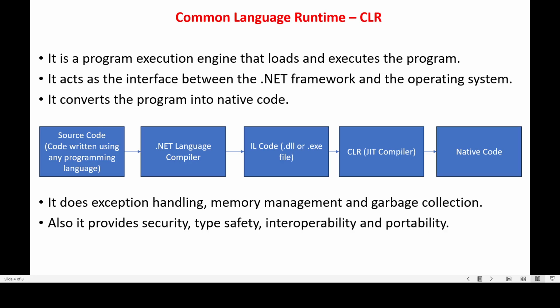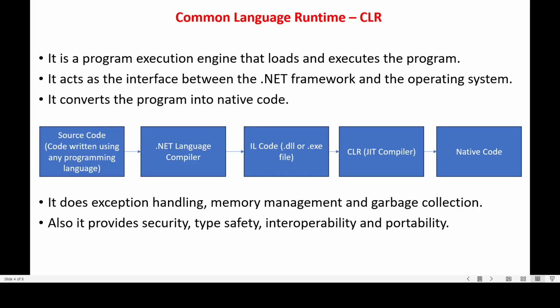It can convert the program into native code. When we write any program in the .NET Framework, because the .NET Framework supports 60 plus programming languages, we can write the program in any one of these languages. Suppose I write the program here in C# language. The code which I have written in C# is called source code. This source code is not understandable by the .NET Framework. Hence, we need to translate or convert this code into an understandable format.